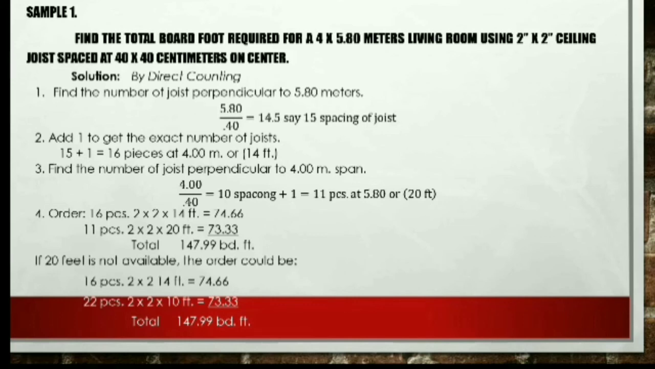Then find the number of joists perpendicular to the 4 meters span, which is the horizontal. We have to find, then we will get the total board feet of 147.99 board feet. And if 20 feet is not available, a 10 feet lumber would be an alternative.